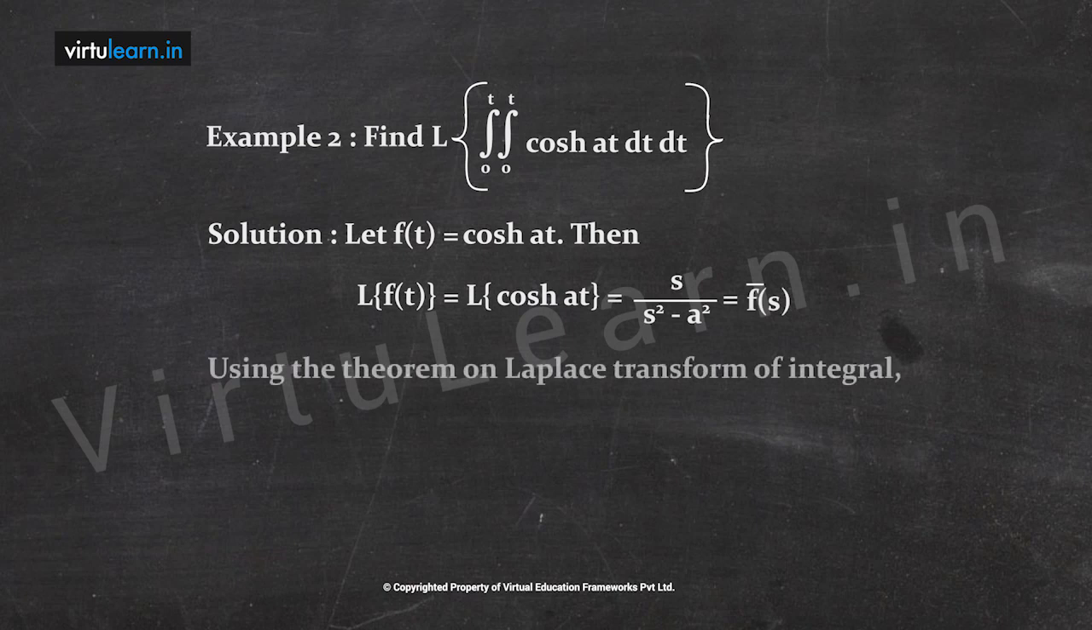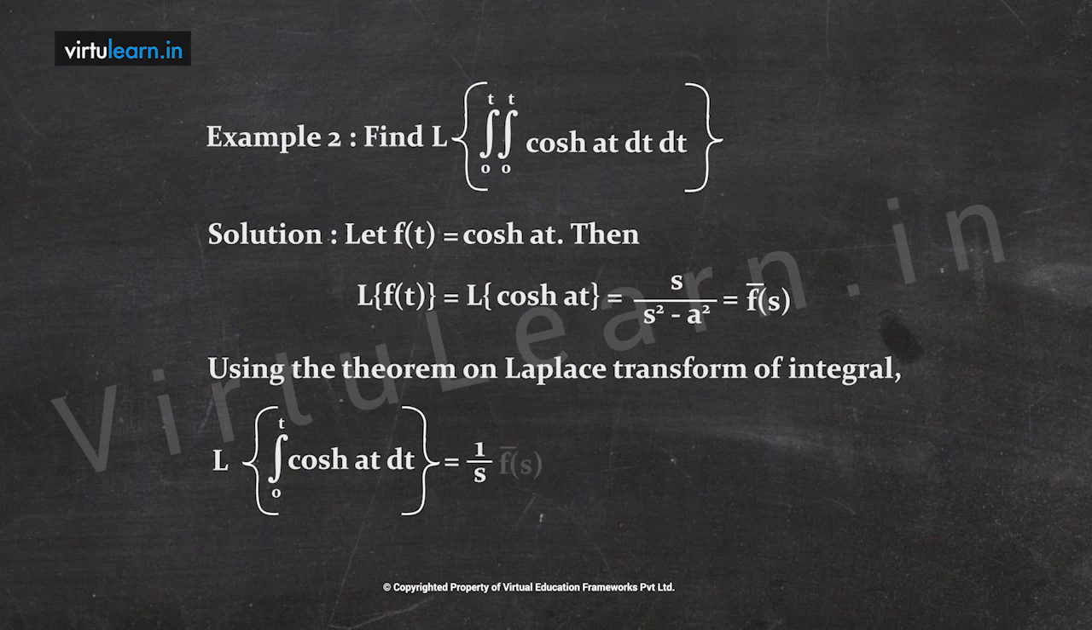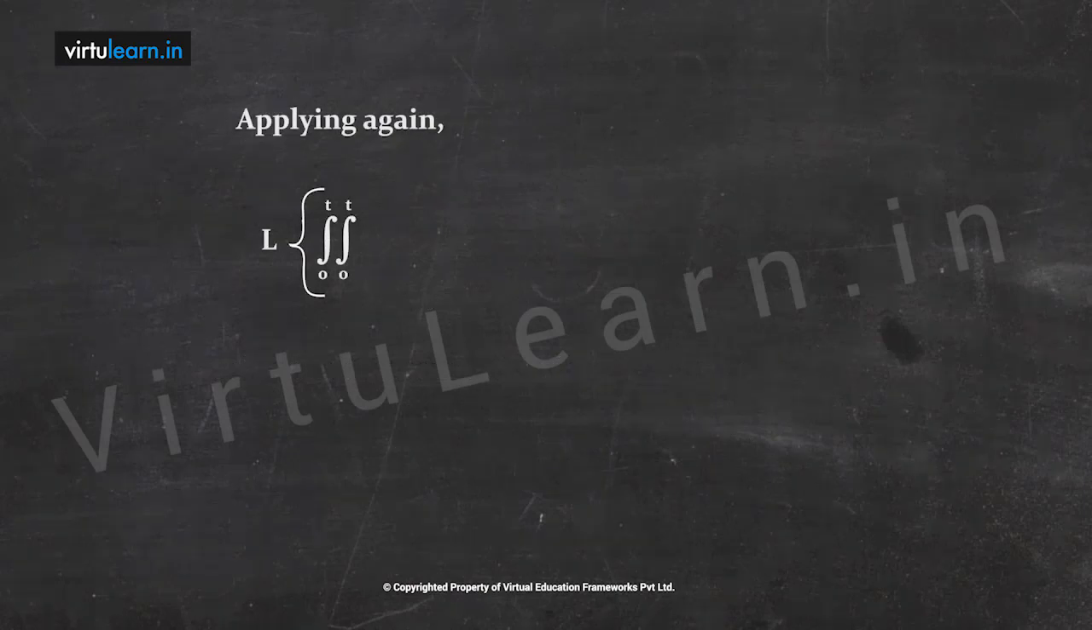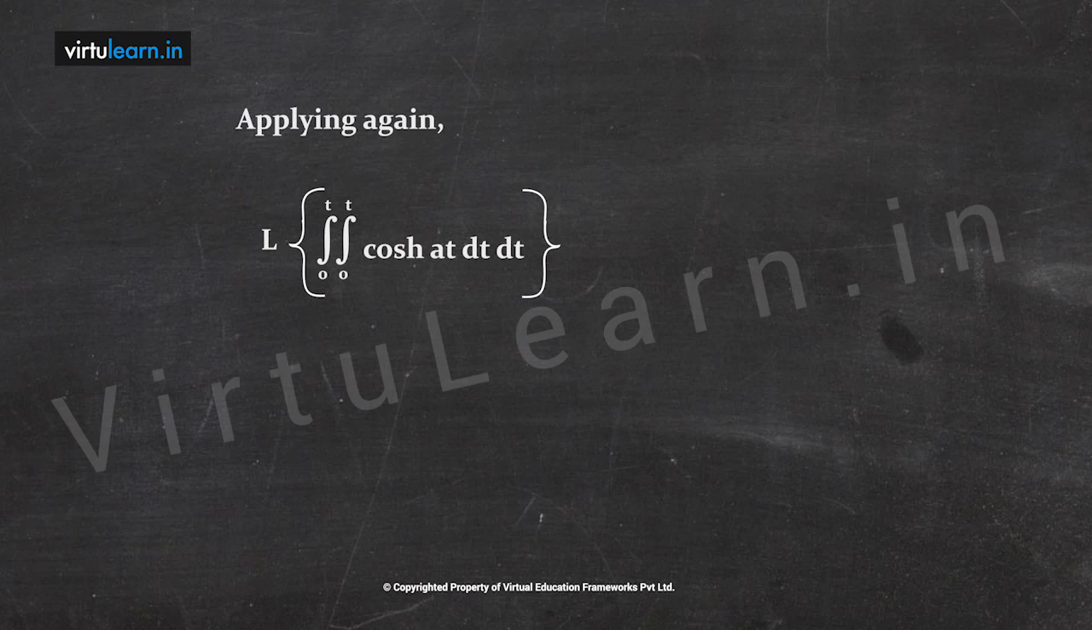Now using the Laplace transform of integral, the Laplace transform of the integral from 0 to t of cosh at dt is 1 by s f bar of s, which means 1 by s times s by s square minus a square. Then the answer is 1 by s square minus a square. Again applying the Laplace transform of integral, one time integration I already calculated, and the answer is 1 by s square minus a square. Again 1 by s, which means 1 by s divided by s square minus a square. This is the final answer. If you get 3 times integration, then 1 by s cube, like that. This is the general formula.